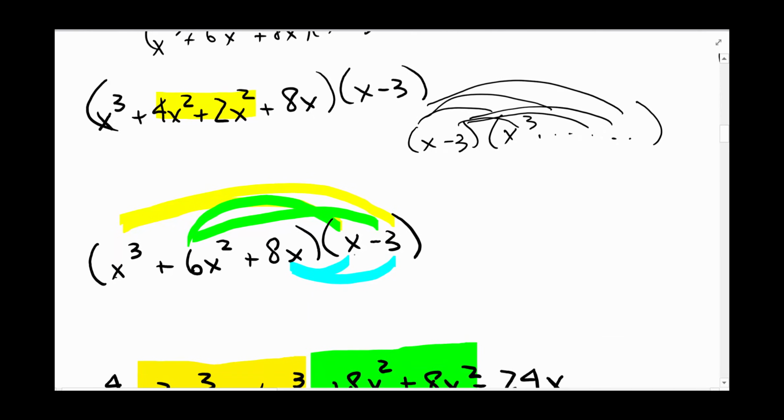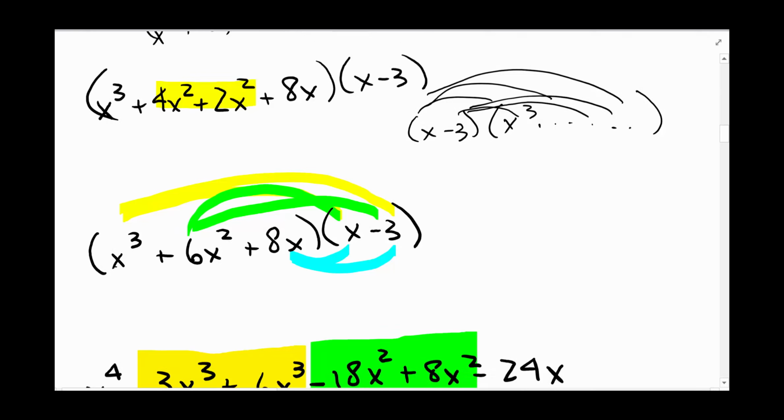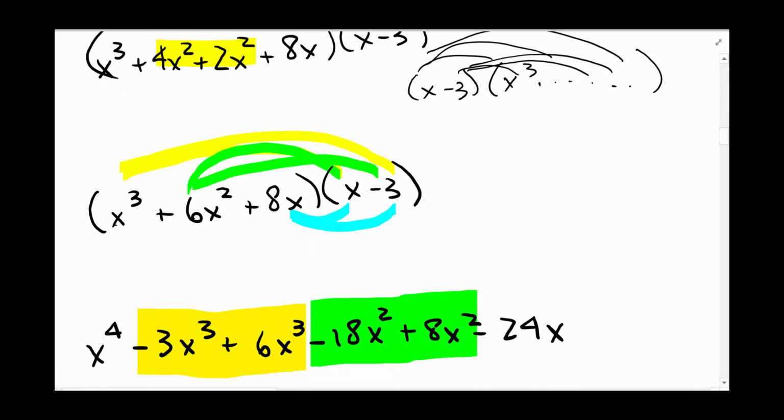So we have x cubed times x, which is x to the 4th. And then x cubed times negative 3 is negative 3x to the 3rd. So we've taken care of the x cubes we multiplied. Then we're going to shift gears. 6x squared times x is 6x cubed. And then 6x squared times negative 3 is negative 18x squared. I've now taken care of that.